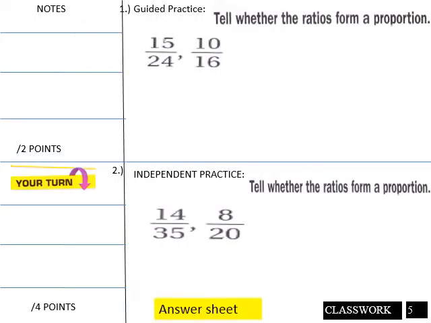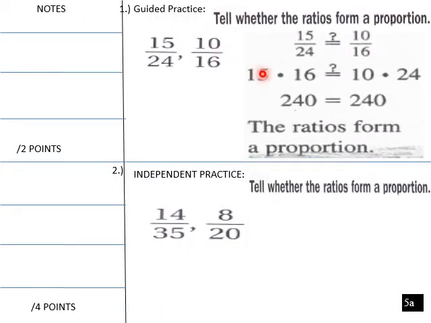So let's do a guided practice here. Tell whether the ratios form a proportion. So we cross product here. 240 equals 240. These ratios form a proportion. Students, this is on you.